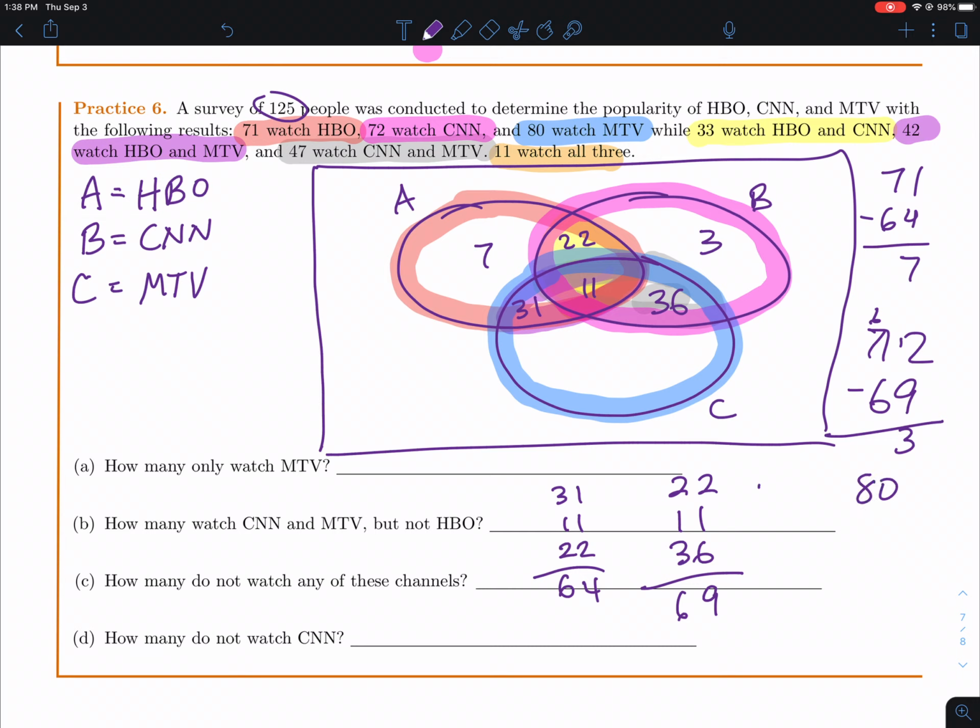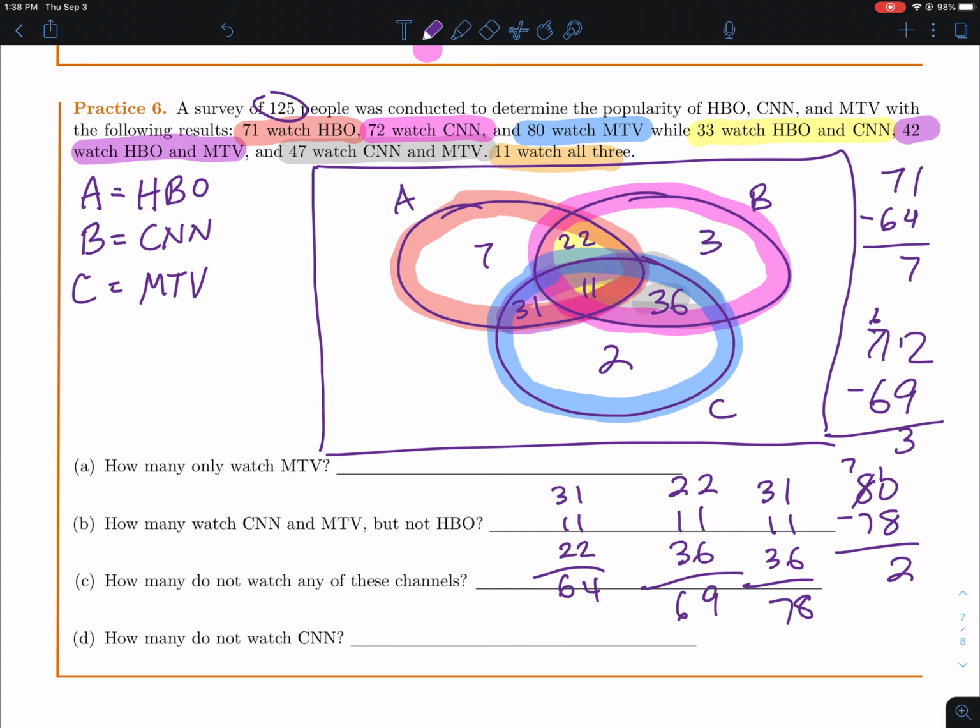But again, we've already got some stuff in there. So we've got 31, we've got 11, we've got 36. So let's add that up. So it tells us we've got 78 people that are already in there. So if we subtract 78 from 80, we see that there's just 2 people that watched MTV, and that was the only channel that they actually watched.